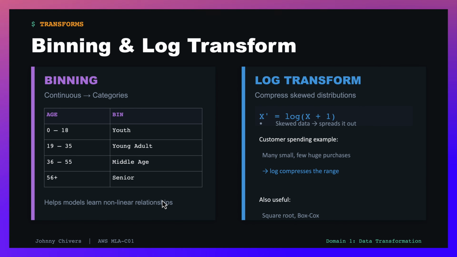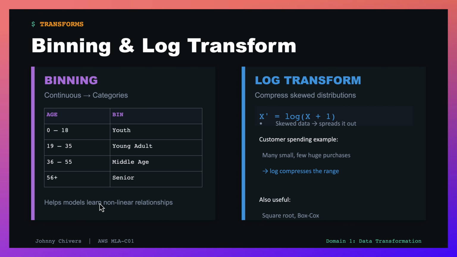Binning and log transformation. So binning will come up as well in the certification quite a bit. This is where you have continuous values, age for example. And what you do is you put a range in, and then you bin them into categories. So 18 years of age would be youth, 19 to 35 is young adult, 36 to 55 is middle-aged, and then 56 plus is senior. And this is rather than having a continuous thing like age of 1, 2, 3, 4, 5, 6, 7, 8, 9, 10, 11, 12.